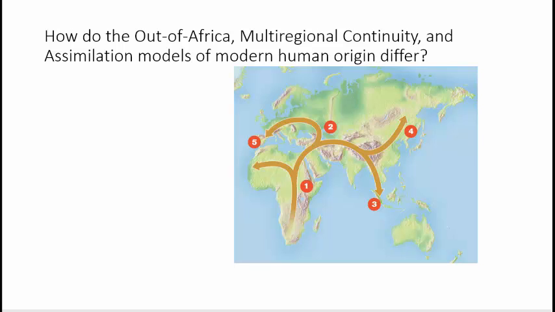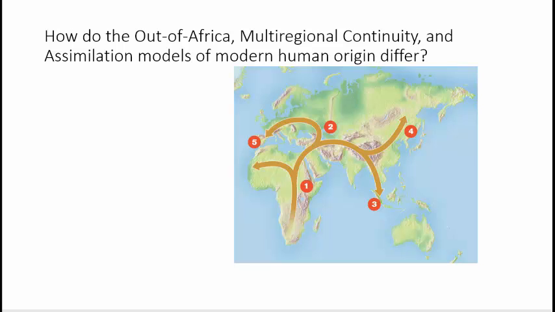The out-of-Africa model, proposed by Christopher Stringer, suggests that modern Homo sapiens only arose in Africa approximately 200,000 years ago. These anatomically modern humans then migrated out of Africa and replaced various archaic human groups in Europe and Asia. During this replacement, there was no gene flow between the modern humans and archaic humans.